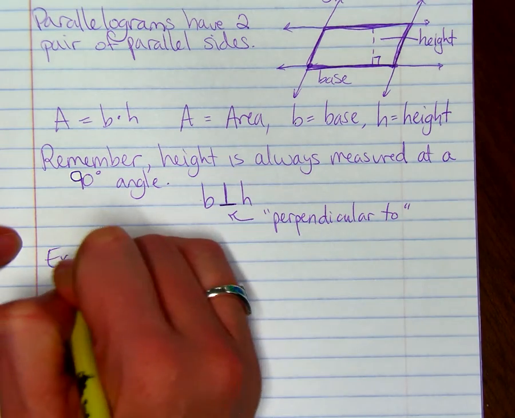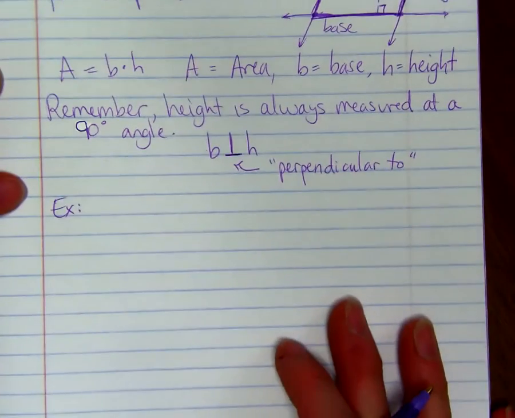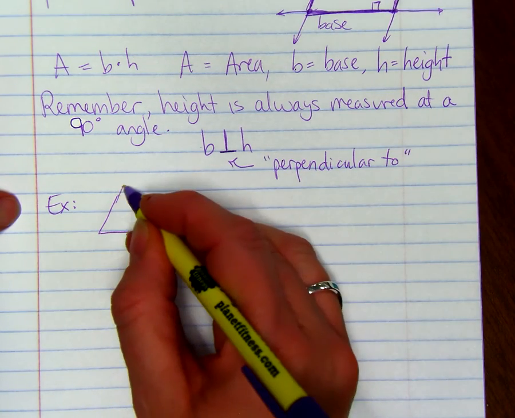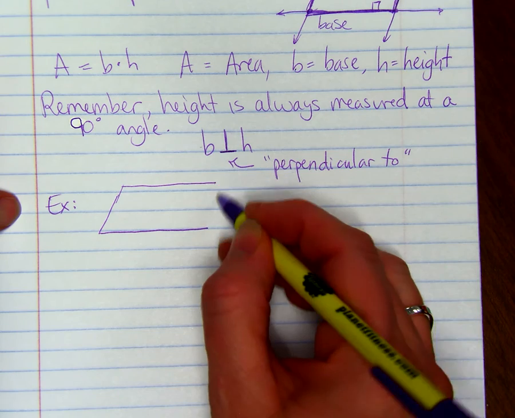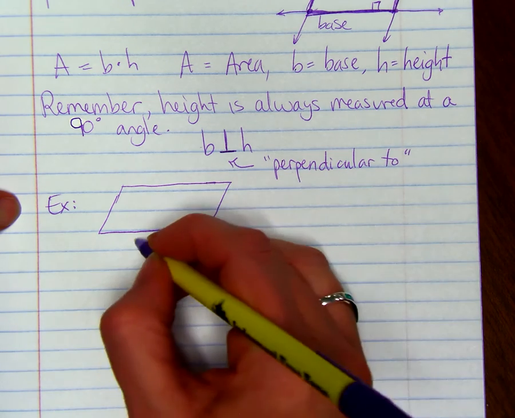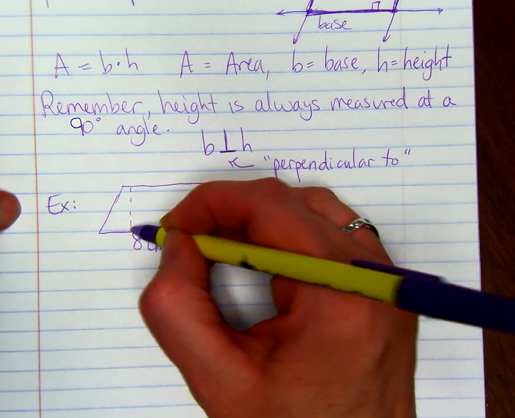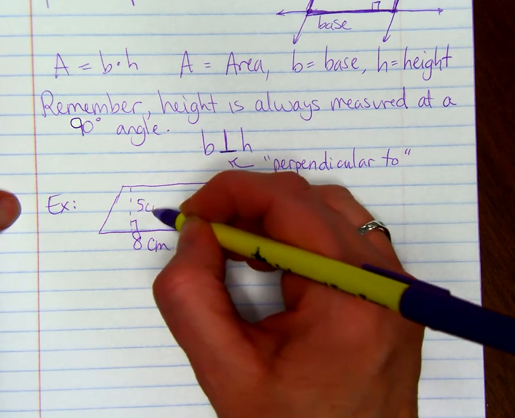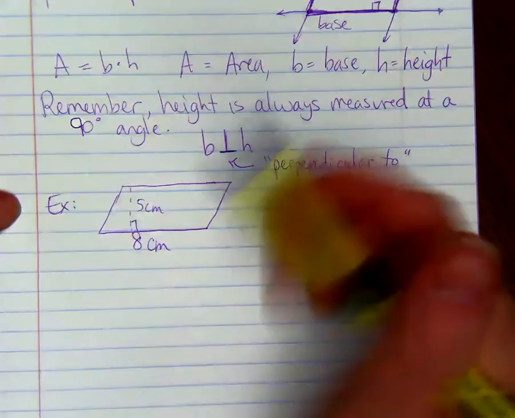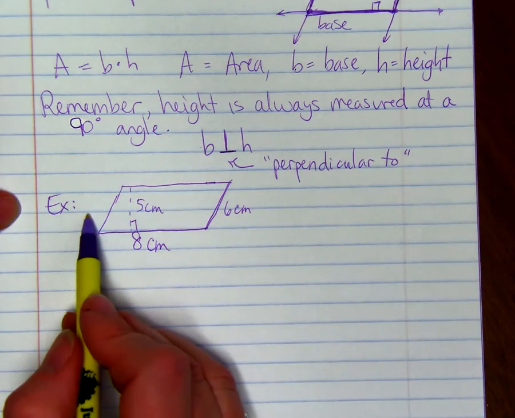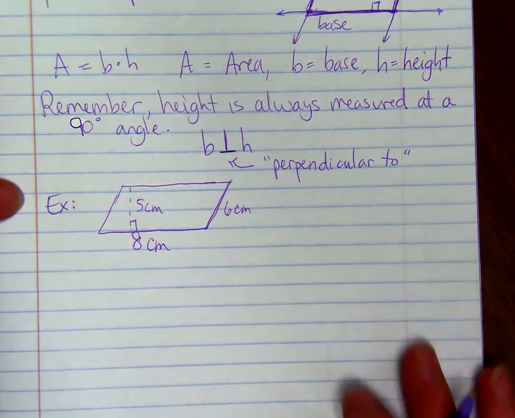So here's an example. We're going to draw a parallelogram. The base is 8, and we're going to call it 8 centimeters, and the height of the parallelogram is 5 centimeters. The slanty side is 6 centimeters. Now we know the other side will be 6 centimeters and the top will be 8 centimeters.